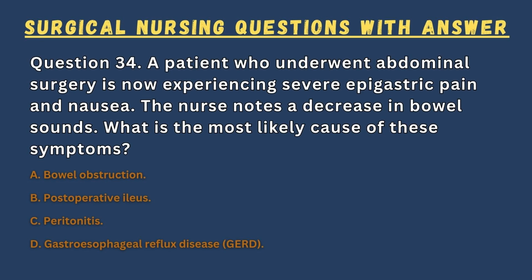Question 34. A patient who underwent abdominal surgery is now experiencing severe epigastric pain and nausea. The nurse notes a decrease in bowel sounds. What is the most likely cause of these symptoms? A. Bowel obstruction. B. Post-operative ileus. C. Peritonitis. D. Gastroesophageal reflux disease, GERD.